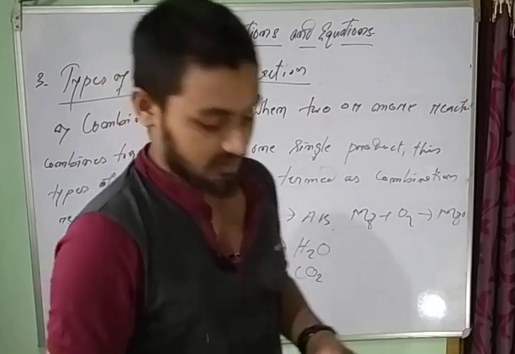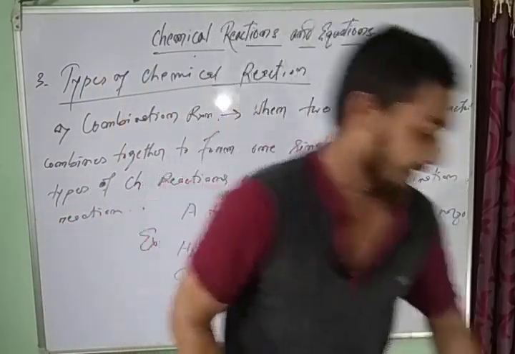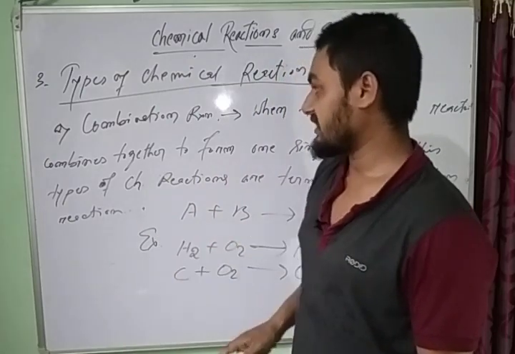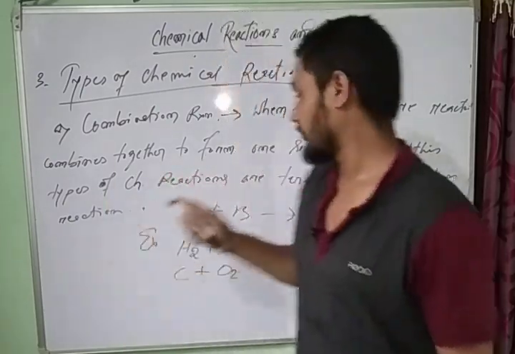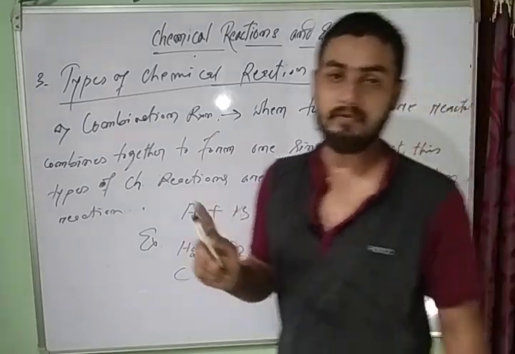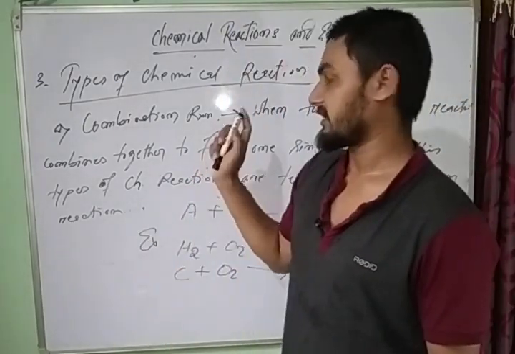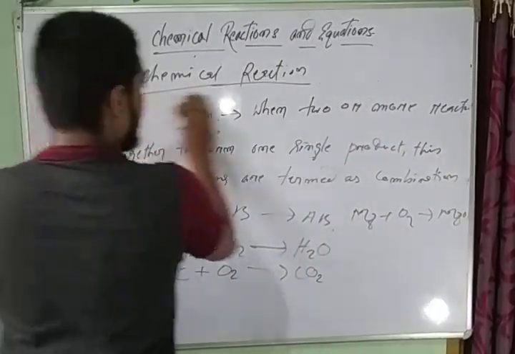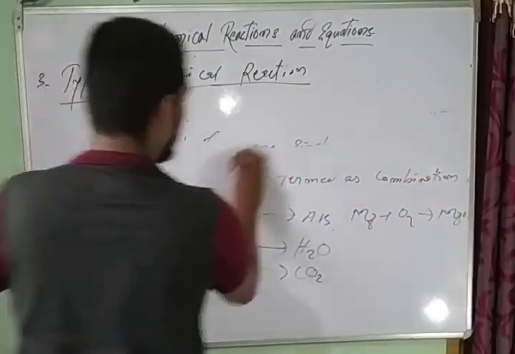So combination reactions are the chemical reactions in which two or more reactants combine together to form one single product. To form one single product. This type of chemical reactions are called combination reaction. Okay. Now coming to the next, that is decomposition reaction.